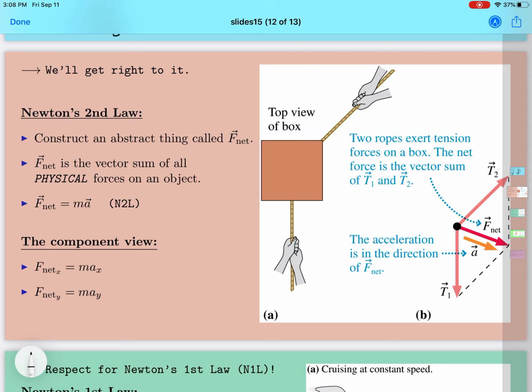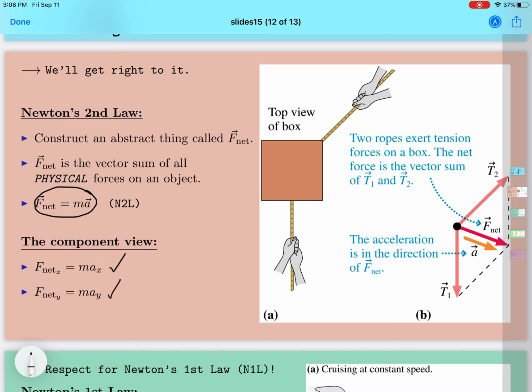F net is the vector sum of all physical forces on the object, and we know F net is equal to ma, which is the most important thing that you'll learn in physics, because you're going to be using this in physics, and if you are an engineering major, then essentially you're going to cover F is equal to ma in statics and dynamics. And so we have components m a_x and m a_y in order to solve for all the different forces and balance everything. So here we have a view of a box.